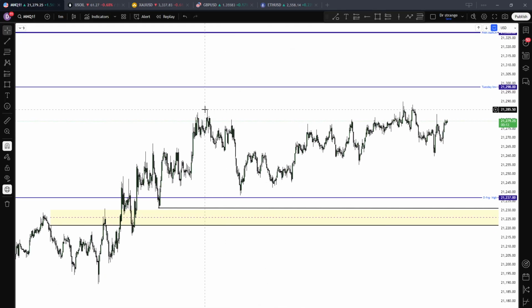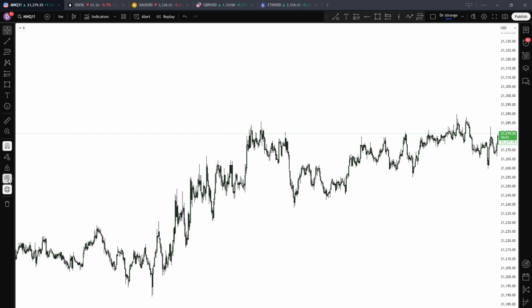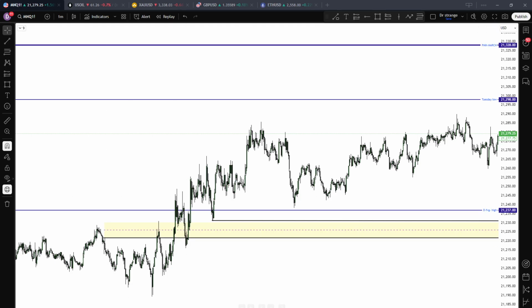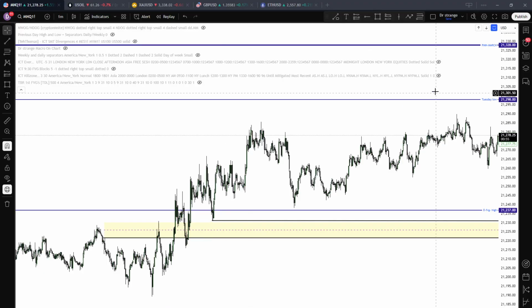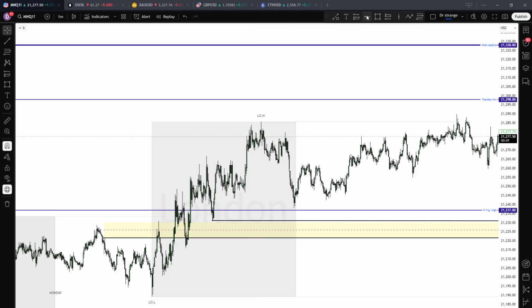If we've taken out Monday's, today, this is the high of London. If you have taken out the high of London, I don't have these levels on. I need to have them on. We need to have the London buy side on our chart.